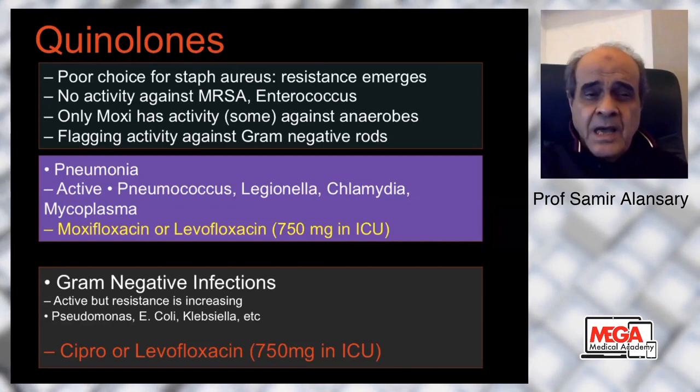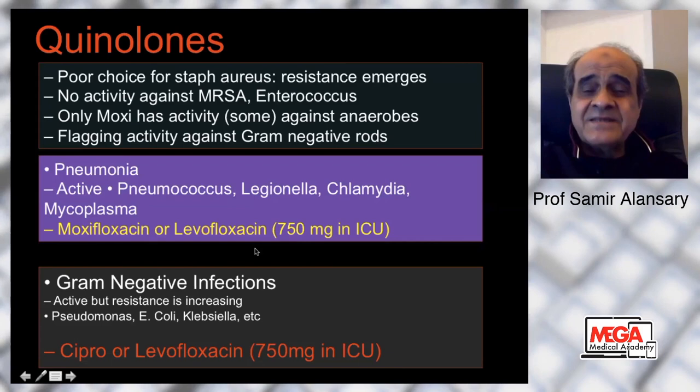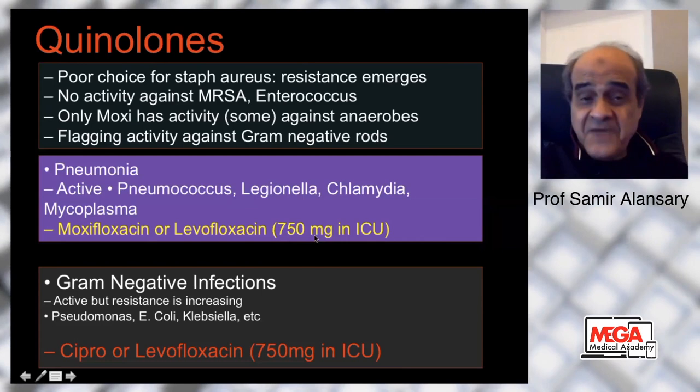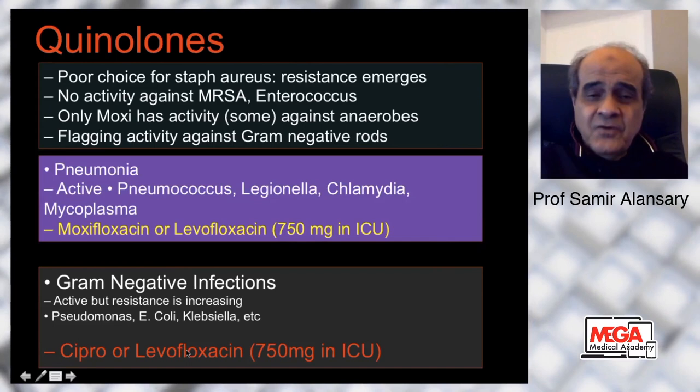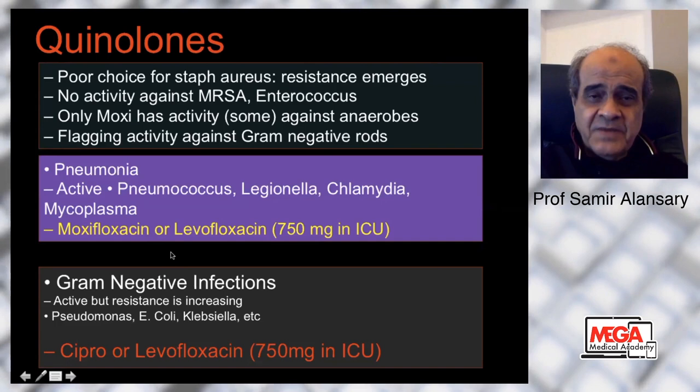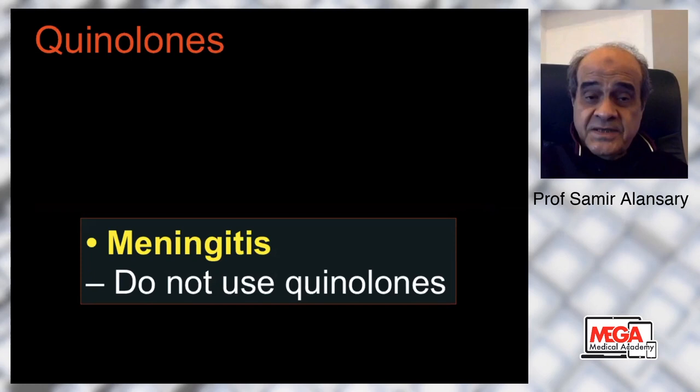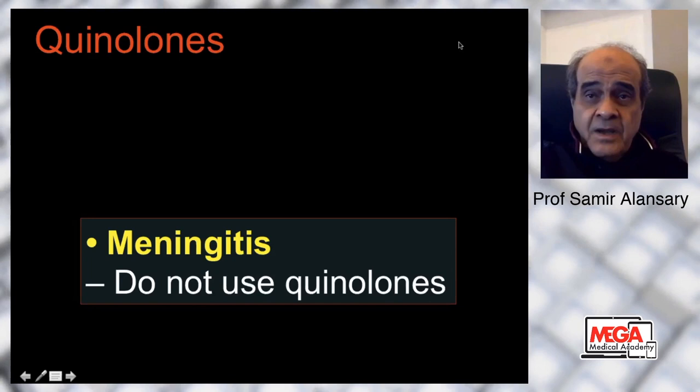In pneumonia, in atypical pneumonia, moxifloxacin and levofloxacin, and try to use the largest dose, which is 750 milligrams daily. It is a time-dependent efficacy for quinolones. In gram-negative infections, it is not so good with quinolones really, but cipro or levo is better for gram-negative. Moxifloxacin not covering gram-negative. Don't use quinolones in cases of meningitis or patients suffering from some sort of CNS infection.